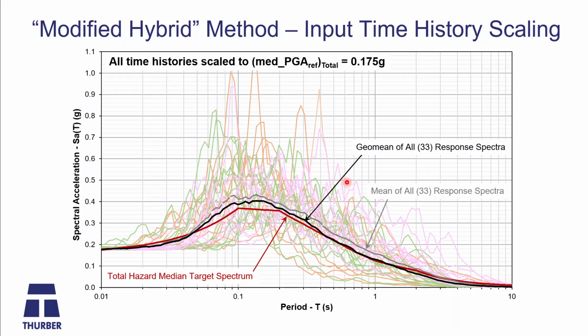The geometric mean of all of those is this solid black line, and then in gray is the arithmetic mean. We want to use the geometric mean because that's actually giving you the mean of the values when they're log normally distributed. Most hazard values are log normally distributed, and the time histories, as you can see, also look to be log normally distributed. So taking the geomean is the same as taking the mean of the ln of all the values, just so we know.